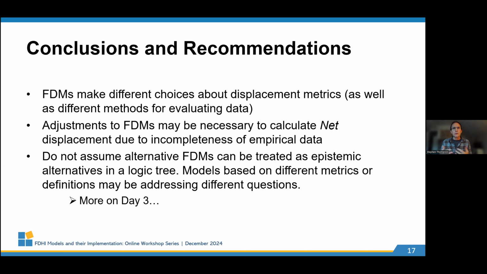And then lastly, an important recommendation: when using these models, do not assume that alternative fault displacement models can be treated as epistemic alternatives in a logic tree. So do not necessarily take all of the available strike slip models, assume that those can be treated as epistemic alternatives under your displacement exceedance part, and then go ahead and compute some sort of weighted mean. These models that are based on different metrics may really be addressing different questions that are unique to questions that you could ask for any given specific project. And we'll try to cover more of that in some examples we'll present on day 3. Okay, I think that's it.